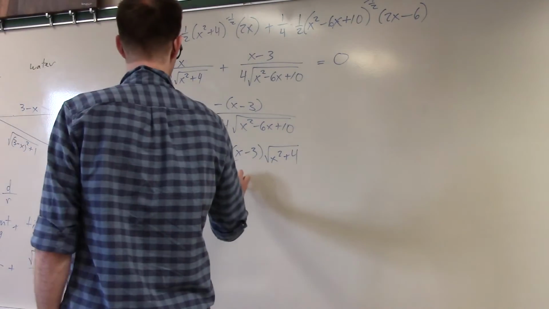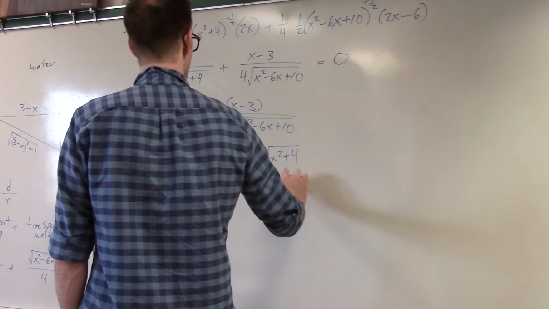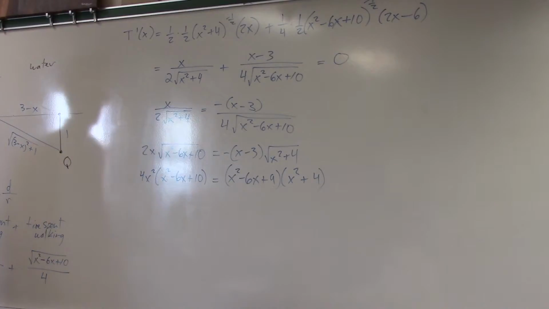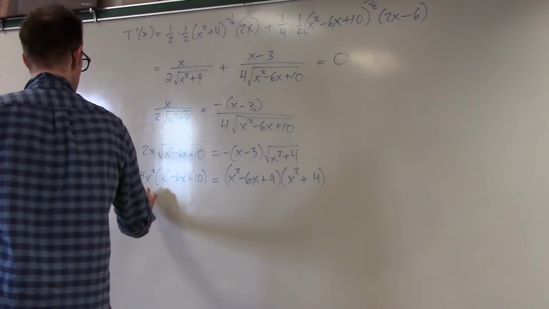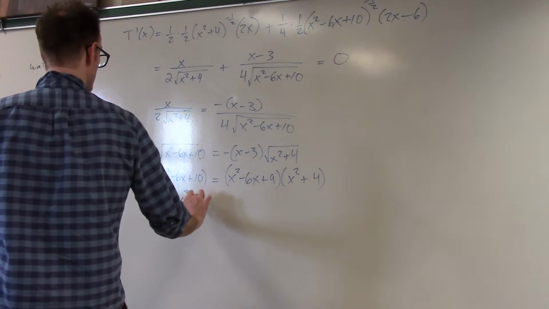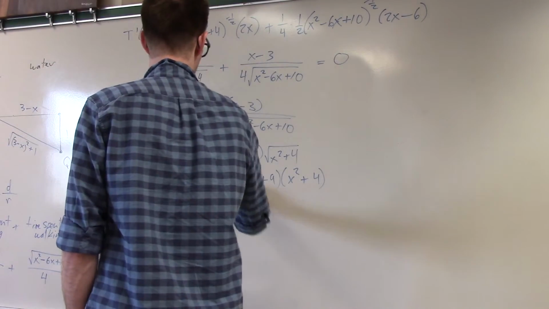No. X squared minus 6x plus 9 times x squared plus 4. And then the negative just died. Alright, so now I thought the quartic terms disappeared. They don't, do they? Alright, good. So 4x to the 4th minus 24x cubed plus 40x squared equals x to the 4th.